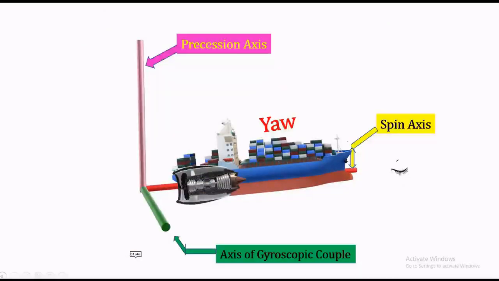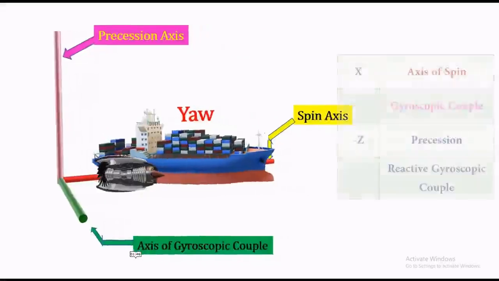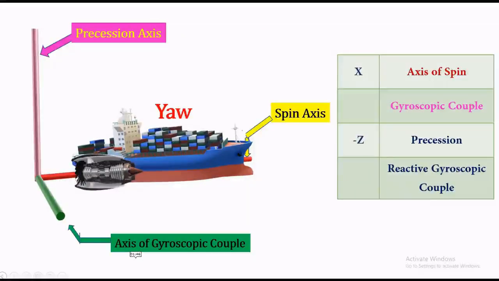For example, the ship taking a turn like this, which is technically referred to as a yaw, develops a gyroscopic couple. As is clear from the picture, x is positive from the front view, precession is clockwise or otherwise negative z, the gyroscopic couple would be positive y, and the reactive gyroscopic couple is negative y.